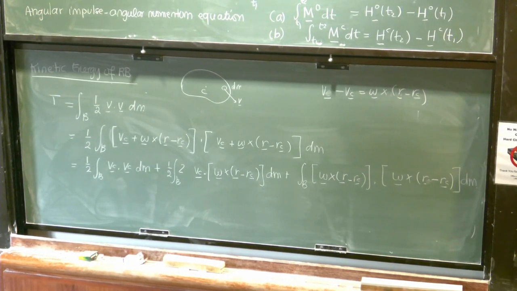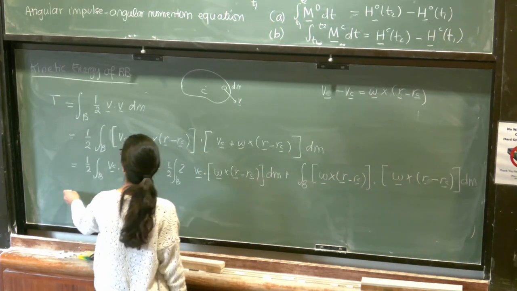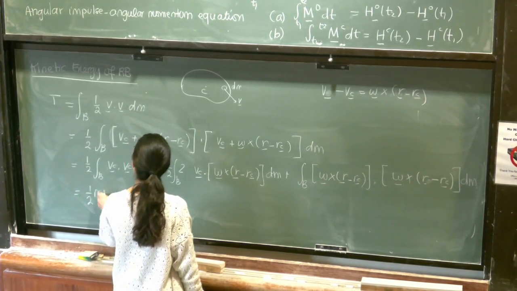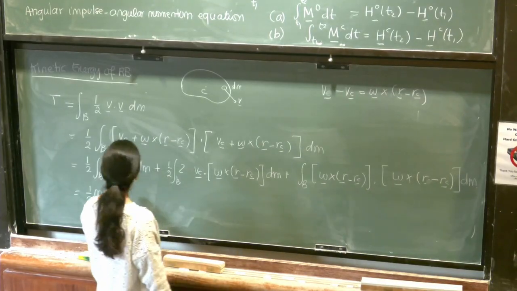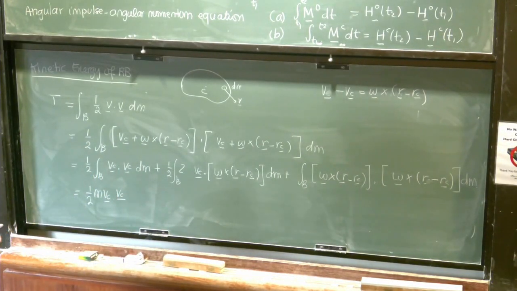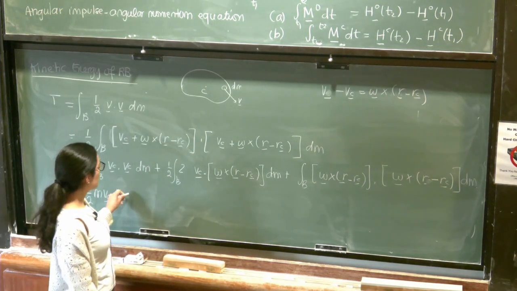What happens to the first term? Vc dot Vc does not depend on dm, so I can take that outside. I'll get then the integral of dm, which is m, so half m Vc dot Vc. So I have recovered from this term the first term in my kinetic energy, the translational component of the Koenig decomposition. What happens to the second term?